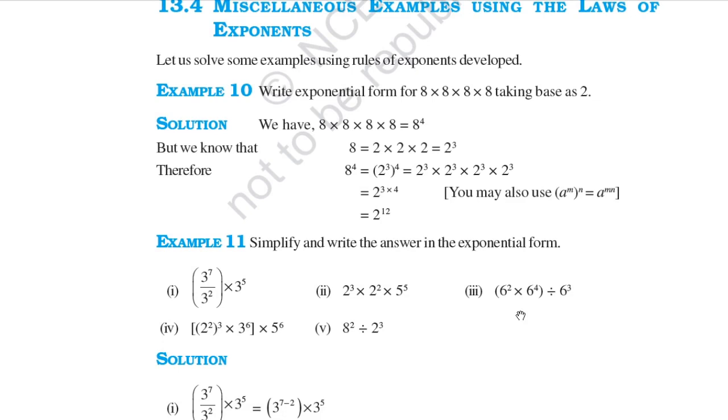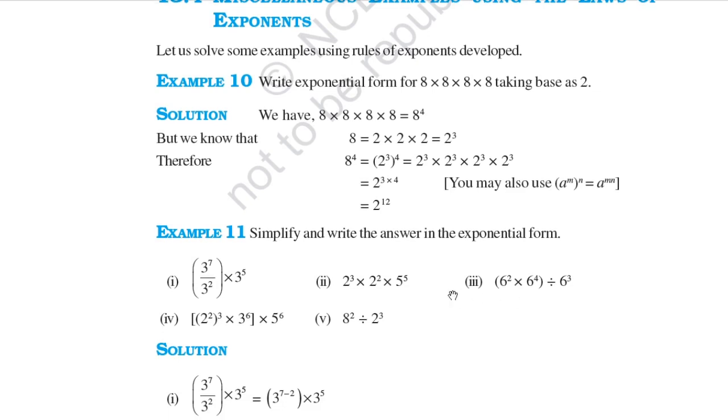So we know that 8 to the power 4 is 8 multiplied 4 times, but we know that 8 is equal to 2 into 2 into 2, that is 2 to the power 3. So 8 to the power 4 becomes 2 to the power 3 whole power 4. When we do it like this, the powers get multiplied. So it will become 2 to the power 3 into 4, that is 2 to the power 12. So you know that this is the property we have used.